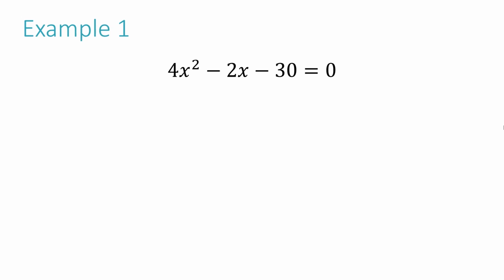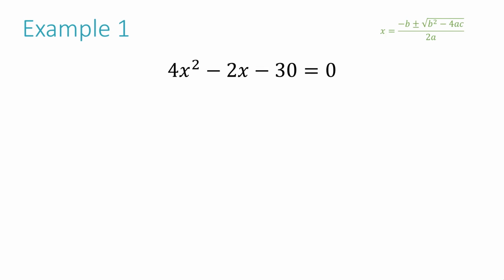Let's take a look at example number 1. Example number 1 is 4x squared minus 2x minus 30 equals 0. Before I begin, I'm going to make sure I have the quadratic formula written up above so I can refer to it at any time throughout this process.